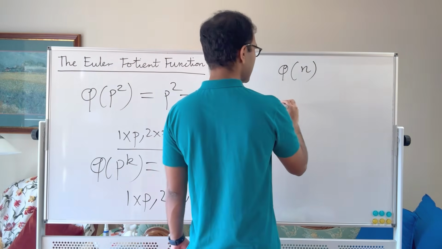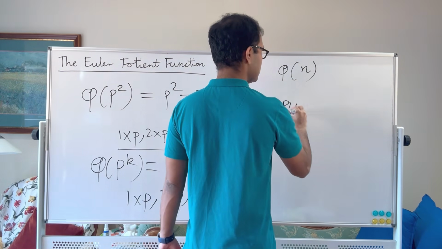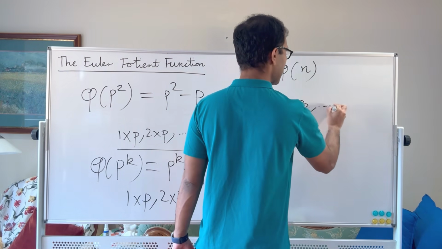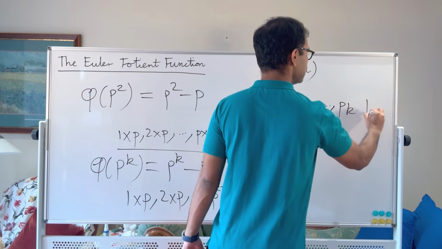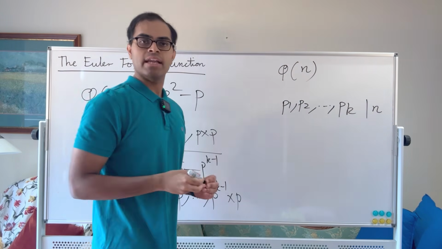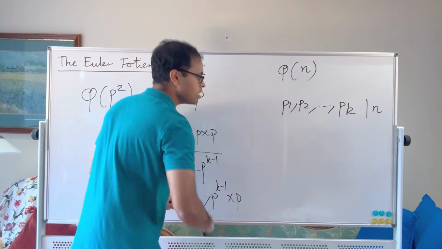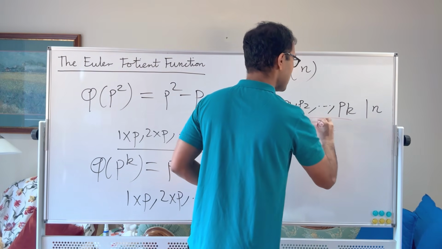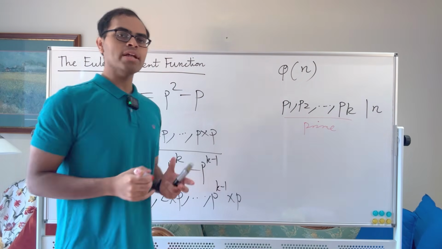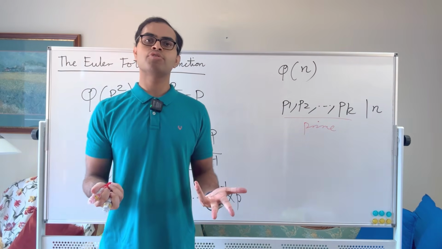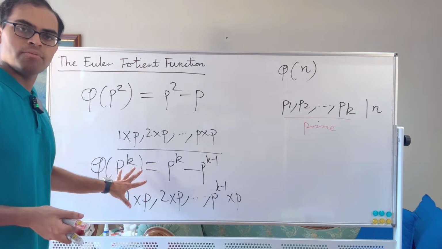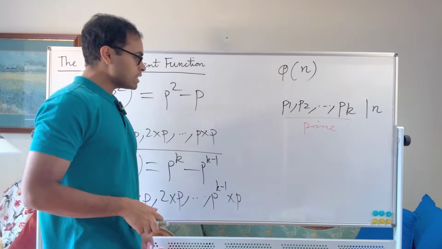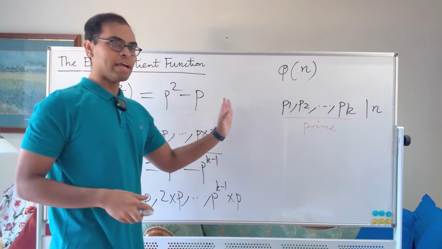Okay, so n is going to have some prime factors. So let's say p1, p2 up to pk. These are the prime factors dividing n. So this symbol means dividing. They are factors of n. So I'm going to write out these are the prime factors of n. So these are all prime numbers. And let's think about what it means for a number to be relatively prime to n using a similar idea that we did here. So what it means is that the number should not be divisible by any of these primes.